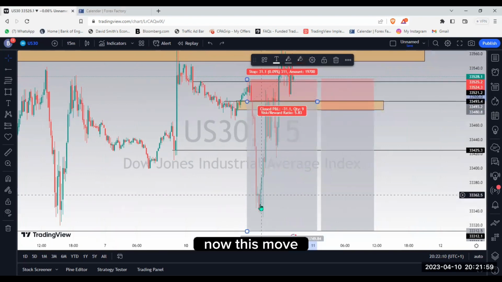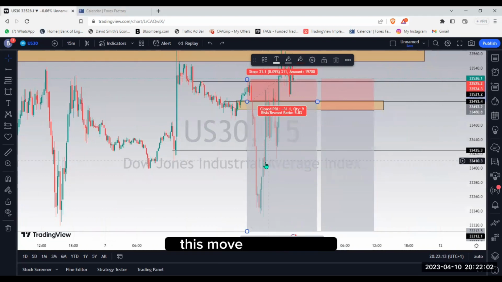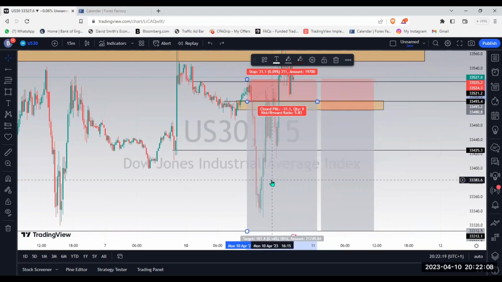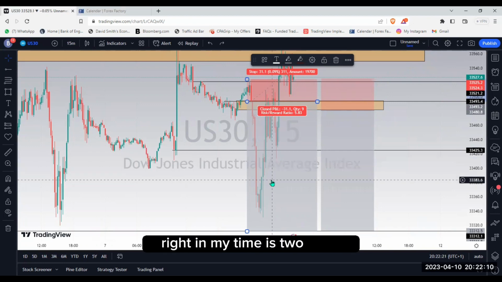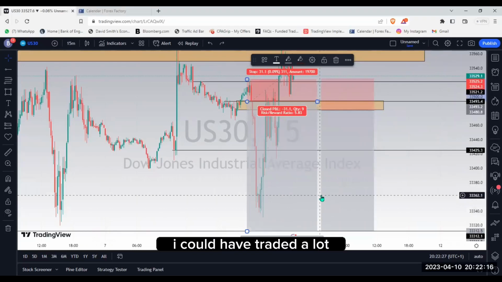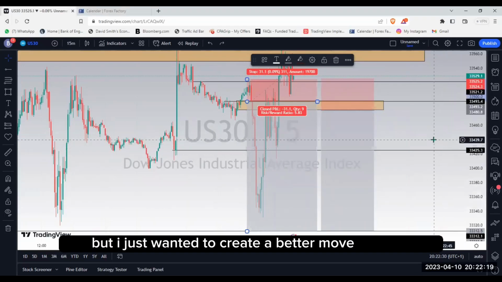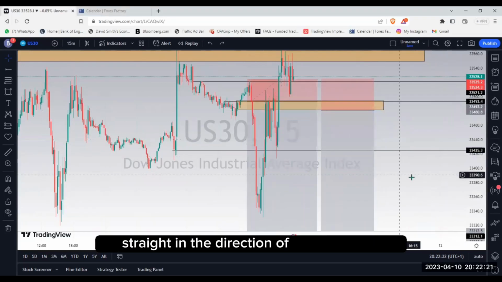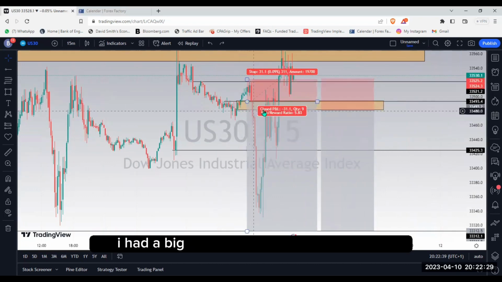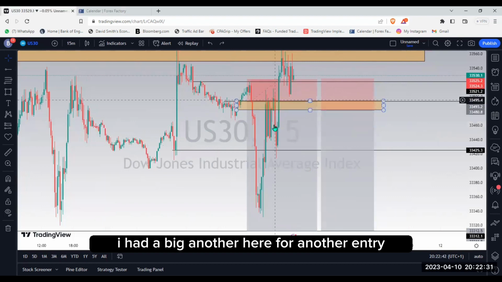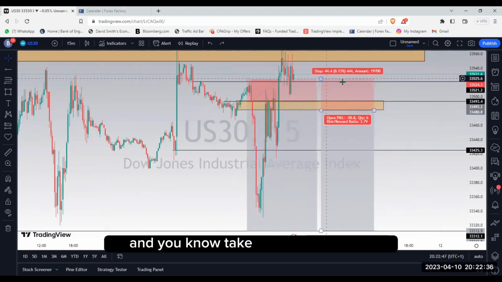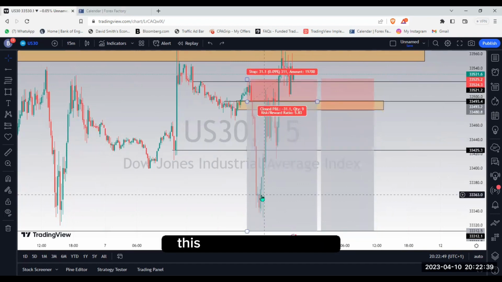Now, this move started at the stock market opening bell, in my time it is 2:30. So there was an opposite move. I could have traded the lower time frame, but I just wanted to trade a better move, which is straight in the direction of the trend. So if you look, you see this breaker block. I had a pending order here for another entry, but eventually price came, struggled around, and took out my stop. This was just the first move.